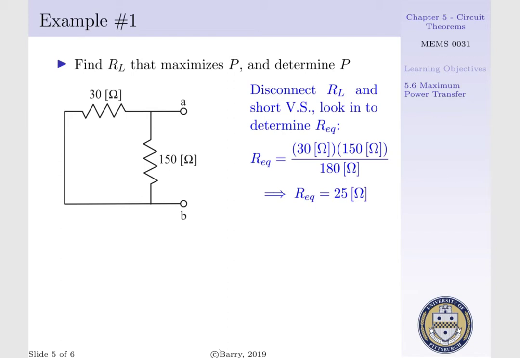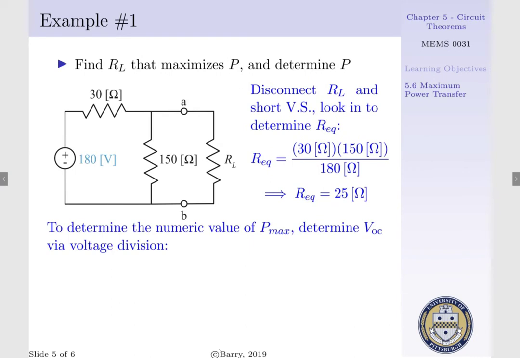Thus, our equivalent resistance would be 30 times 150 ohms per 180 ohms, or we'd have an equivalent resistance of 25 ohms. Thus, our load resistor would have a value of 25 ohms.